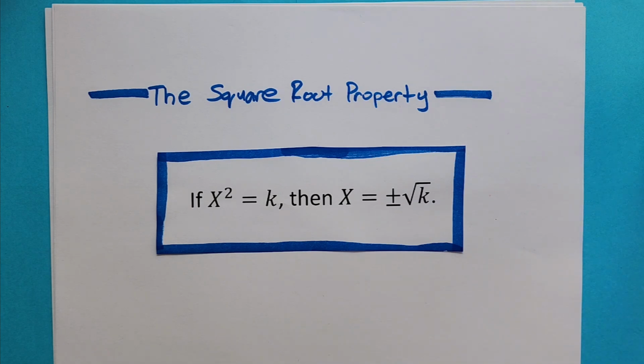This video is on solving basic quadratic equations using the square root property. This is also sometimes called the principle of square roots or extracting roots. So here we have the square root property. If you have something squared equals a constant, in this case the k is the constant, then x is equal to plus or minus the square root of the constant. So that's the square root property.